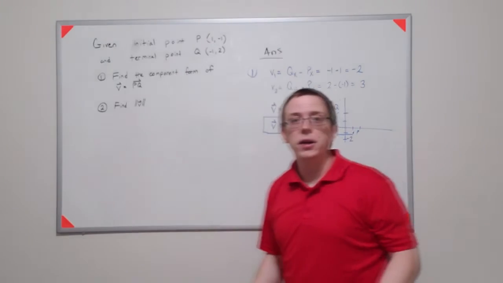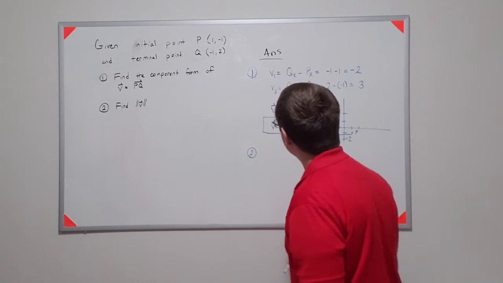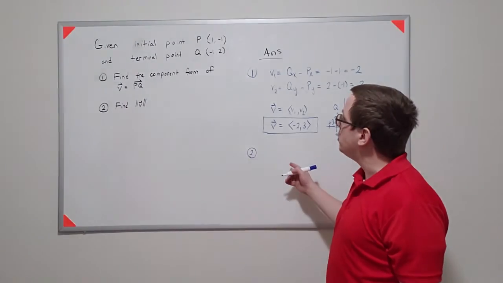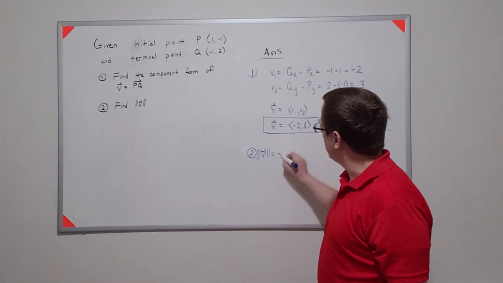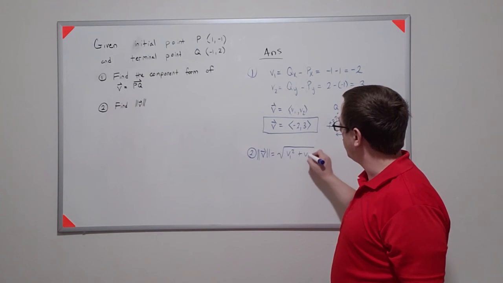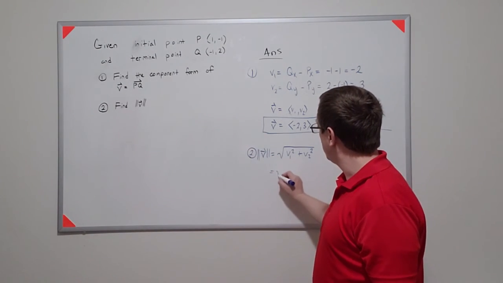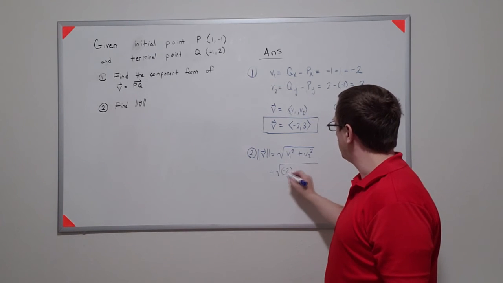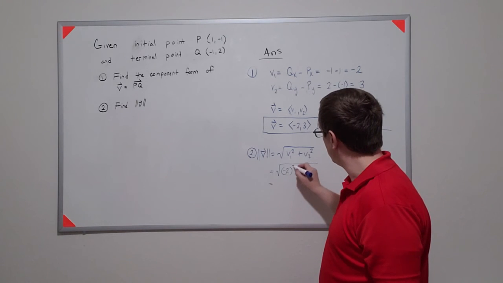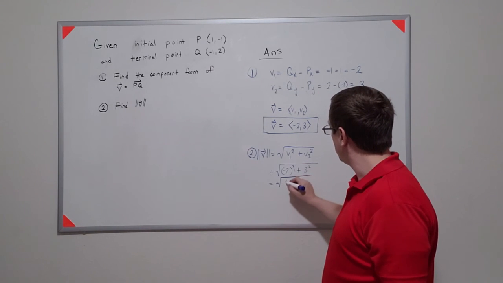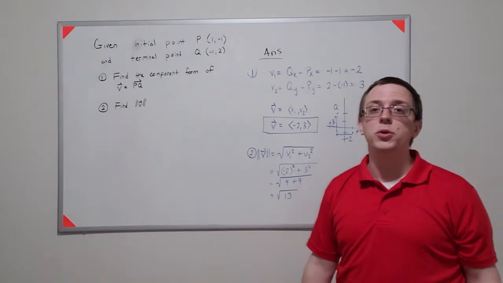So let's find the magnitude. If we want to deal with the magnitude here, remember that the magnitude is the sum of the squares of the components, all under a square root. So our magnitude is the square root of 13.